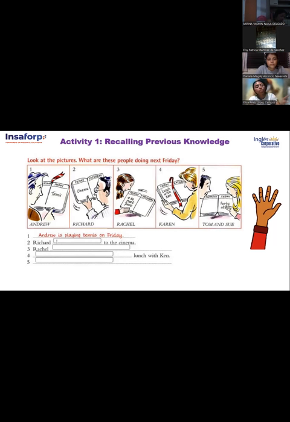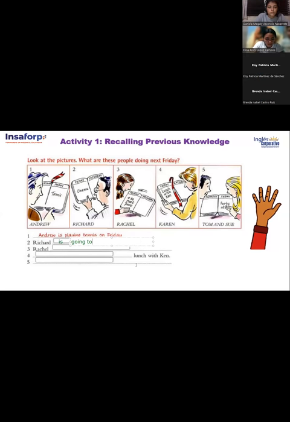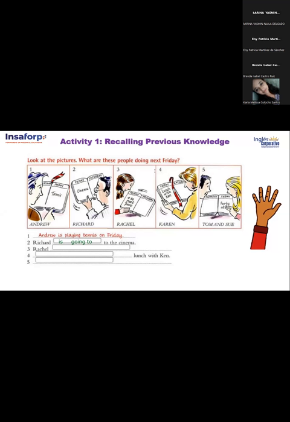Exactly, because we need the going, birthday. And he's going Friday cinema. Okay, so Richard is going to the cinema on next Friday. Richard is going to the cinema on Friday, next Friday.